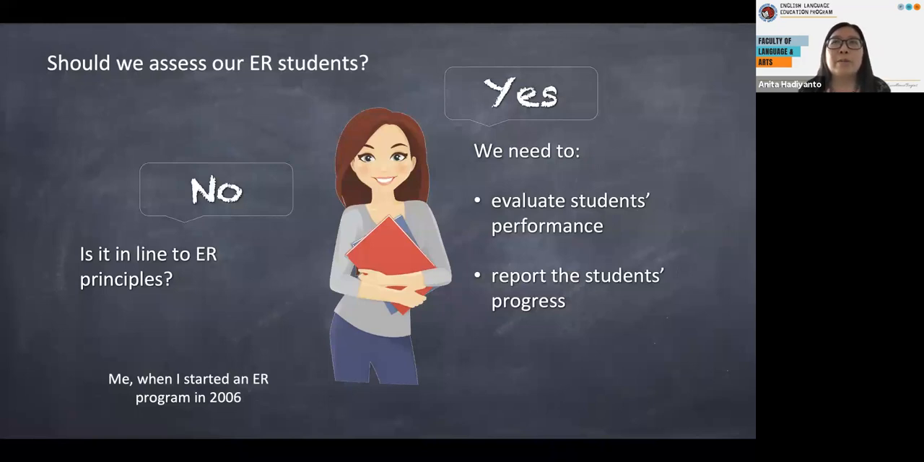And it's not only about passing or failing the course, but there should be certain points to decide whether they deserve an A or an AB or B and so on. But on the other hand, at that time I was still a newbie in extensive reading. I learned about the 10 principles of extensive reading proposed by Julian Bamford and Richard Day. And from the principles, I learned that there shouldn't be any assessment in ER. So at that time, I was in a dilemma whether to include assessment in our ER program or not.